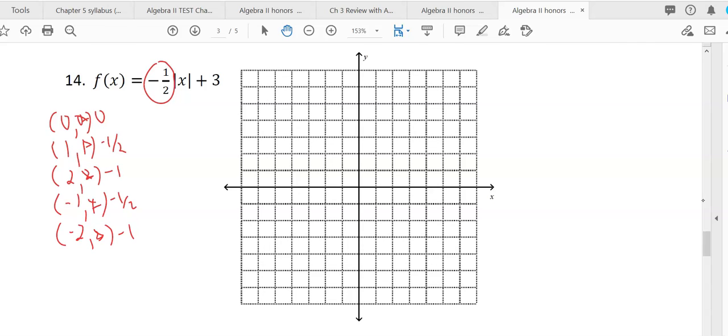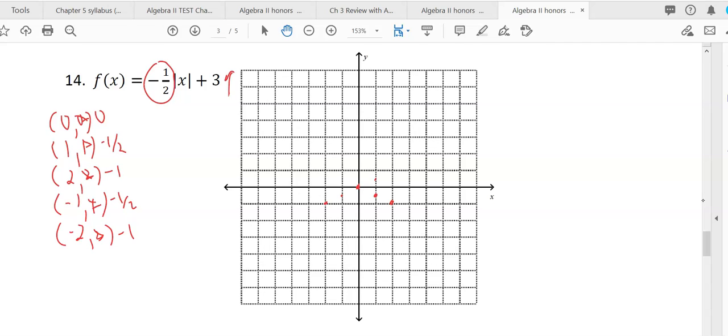So to plot those points, (0, 0), (1, -1/2), that's kind of hard to plot, somewhere in there. I'm sorry, it's down here. Sorry, I went the wrong way. It's not there. So (2, -1), something like that. Those 5 points kind of open downwards, but very wide.